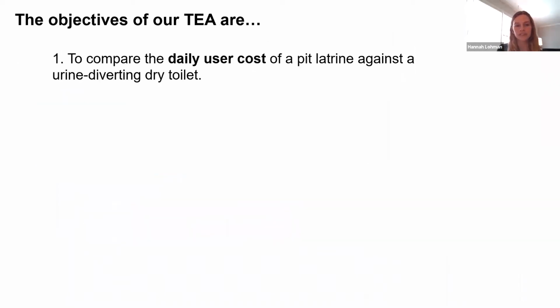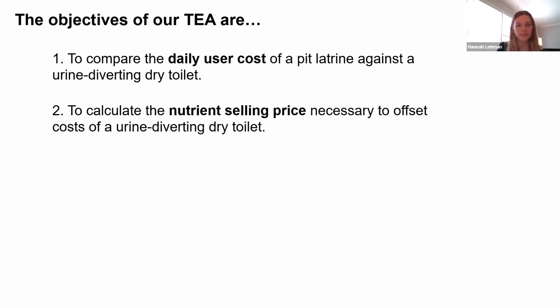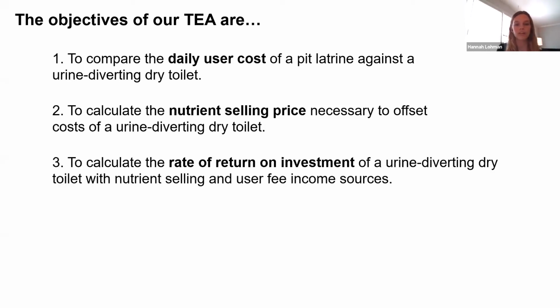And so the objectives of our TEA for this are to compare the daily user cost of a pit latrine against a urine diverting dry toilet. We want to calculate potential nutrient selling price to offset the cost of a urine diverting dry toilet. We want to calculate the rate of return on investment of a urine diverting dry toilet, assuming we'll have an income from the nutrient selling price and also the user fee.